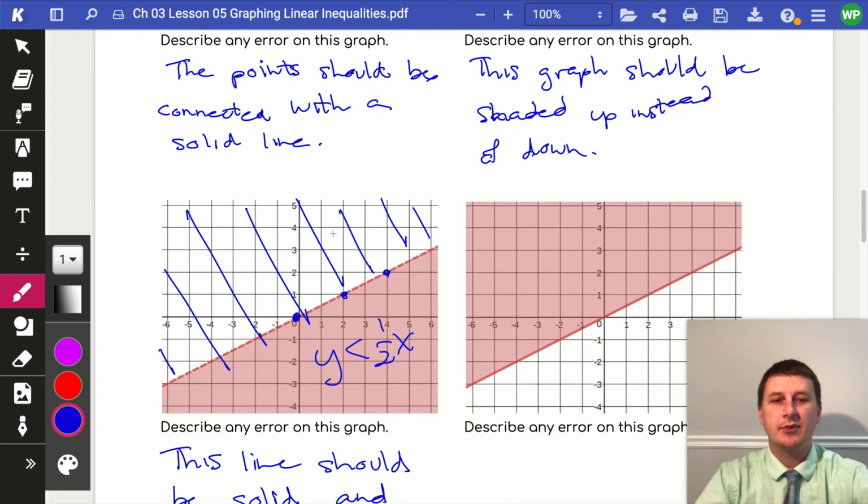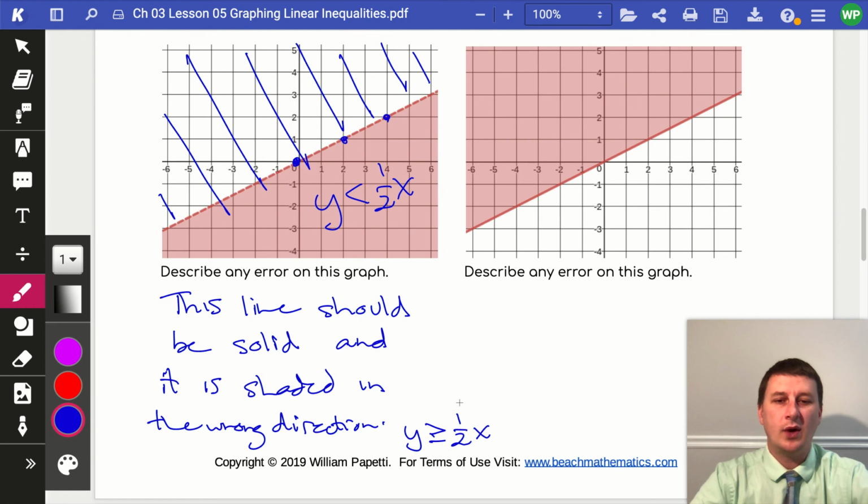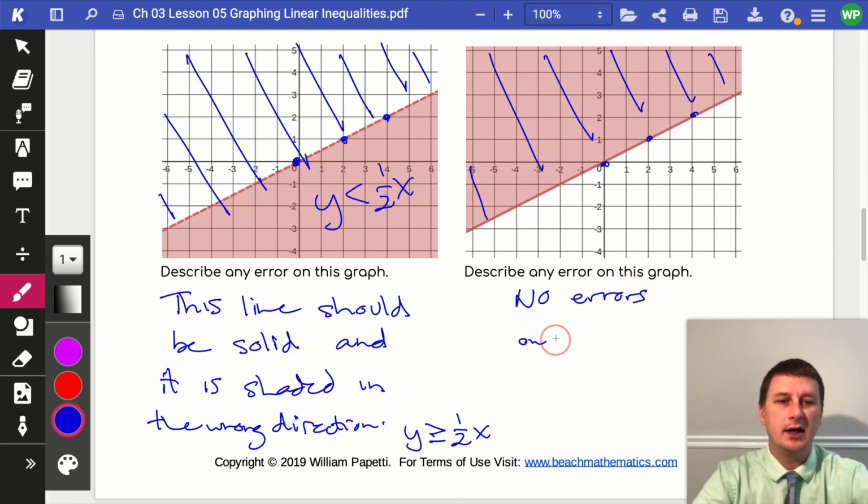So that brings us to our final one. We're looking for y is greater than or equal to 1/2 x. Again, we have a y-intercept of 0, and a slope of 1 over 2. So all of these lines have the correct y-intercepts and slopes. It's a solid line, which means it's equal to. And yes, we are shading up. So this indeed is the graph of y is greater than or equal to 1/2 x. No errors on this graph. This is our graph that we are looking for.